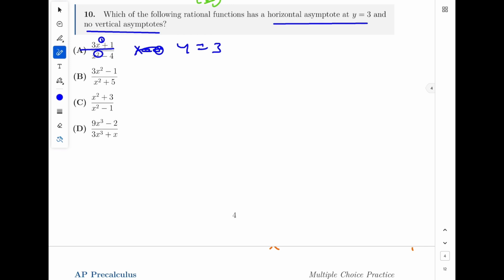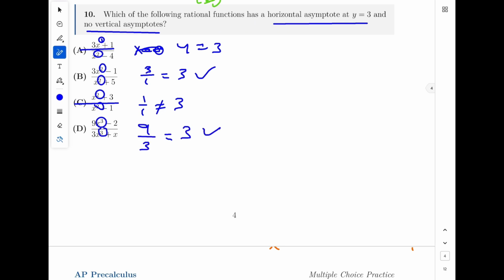If you look at option B, yes, I have the degrees the same, and when the degree is the same, the horizontal asymptote is just the ratio of the coefficients, which is 3 over 1, which is 3. Yes, this is something we're looking for. Option C, degree is same, but the ratio is 1 over 1, which is not equal to 3, not something we're looking for. Option D, again the degree is same, and we have 9 over 3, which is equal to 3. So option B and D survive the horizontal asymptote test.